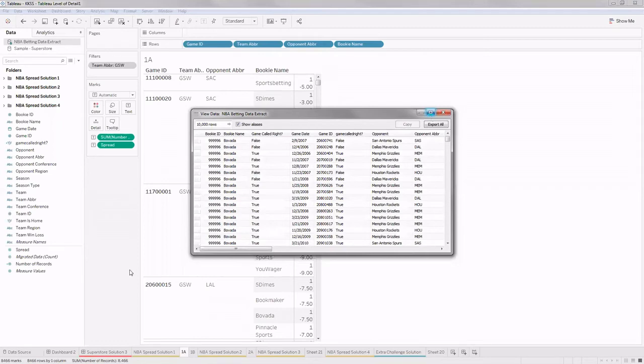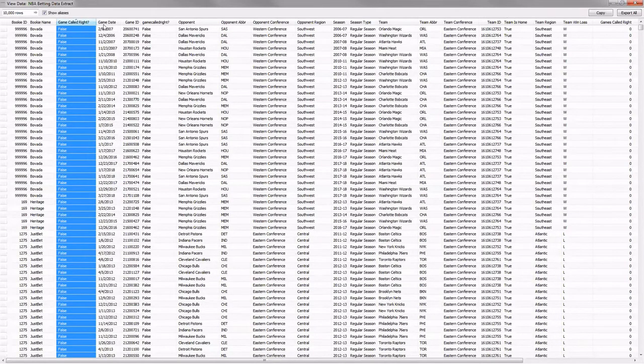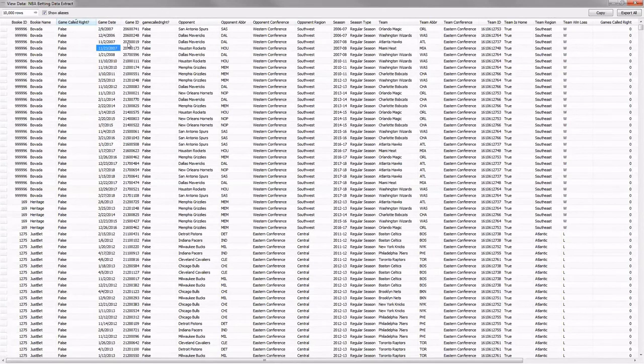Here we have bookie ID, bookie name, and game call. Ignore this column for the timing, it's a calculated field. We have game date, sorry, game ID, and we have the opponent and the opponent team abbreviation. So we will basically have two teams. The first primary team is called team, and the opponent team is called opponent, and their abbreviations and all.